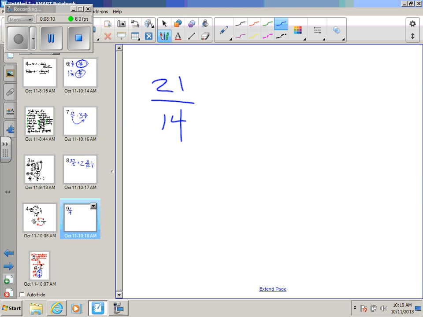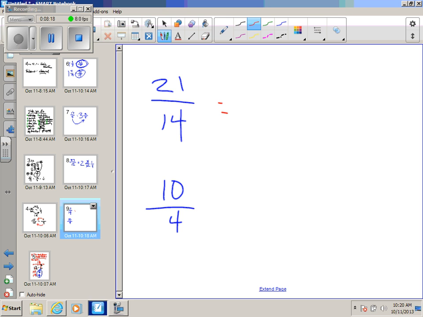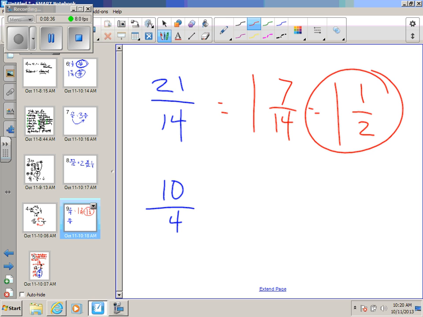21/14. How many times can I put 14 into 21? Once. And how many would be left if I take 14 from 21? 7/14 is what in simplest form? 1 1/2.